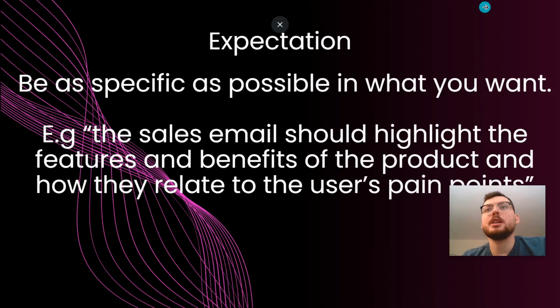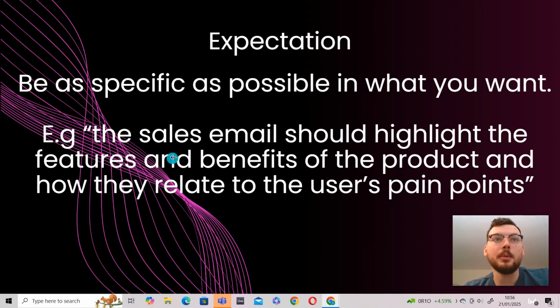Next up, we've got expectation. So you want it to be as specific as possible in what you want at the other side. So you can see here I've provided the example: the sales email should highlight the features and benefits of the product and how they relate to the user's pain points.